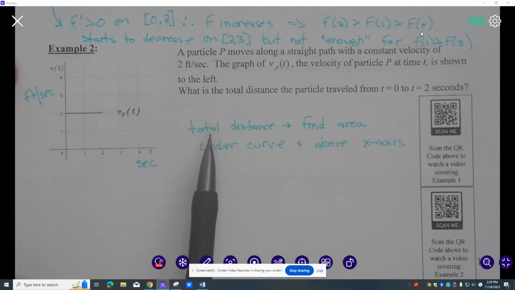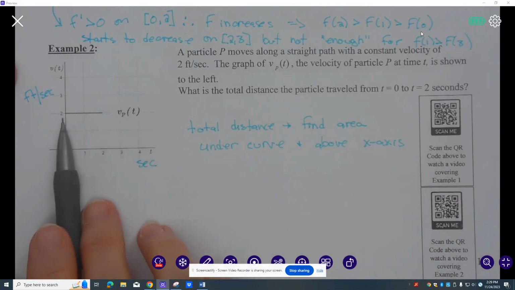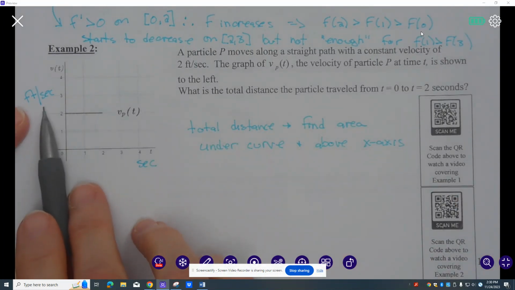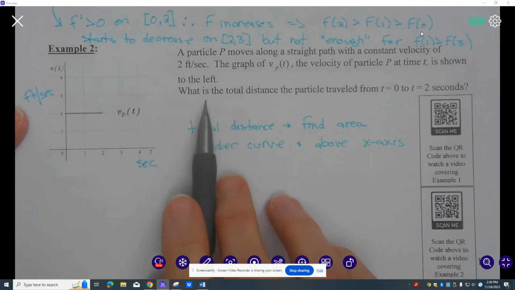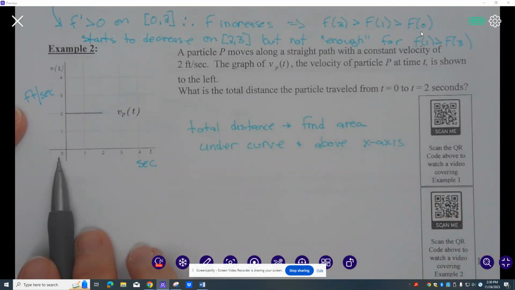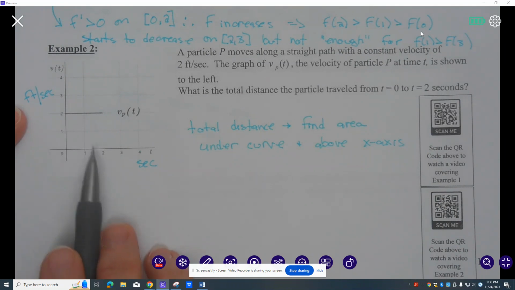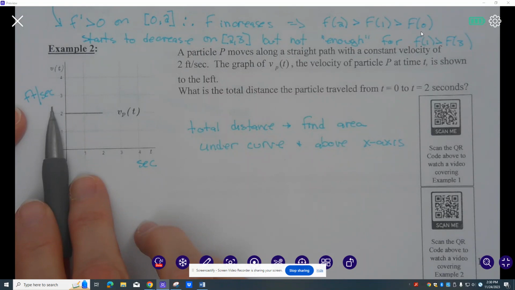This next one is definitely just an introduction. It says a particle moves along a straight path with a constant velocity of 2 feet per second. So your y-axis is feet per second, and your x-axis is just time. What is the total distance it traveled from time equals 0 to time equals 2? This is the velocity, in feet per second.